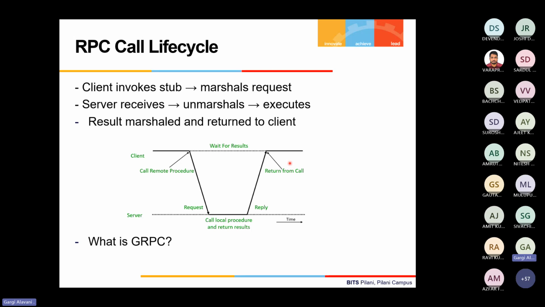So, yeah, now what is gRPC? Has anyone used or worked with gRPC?